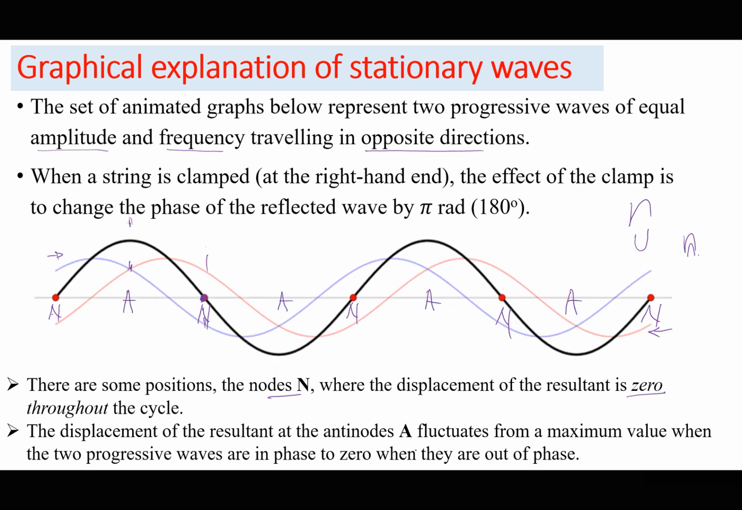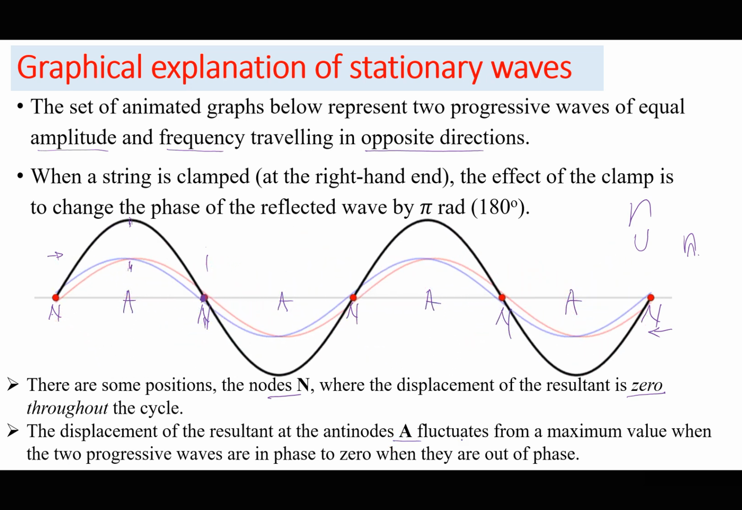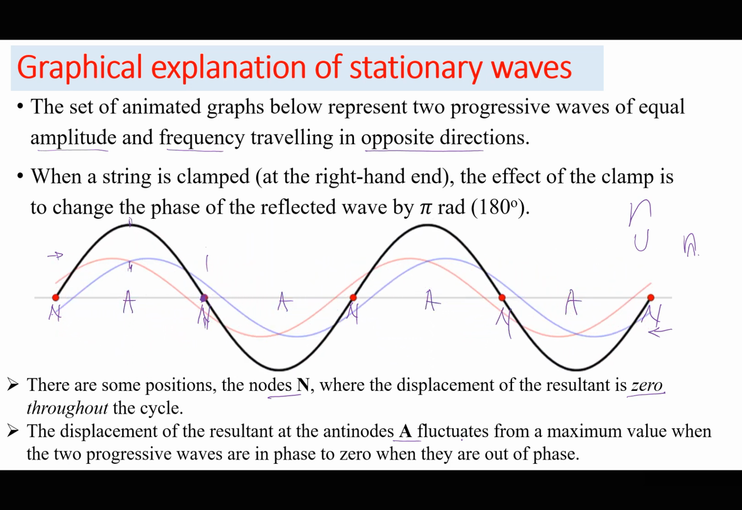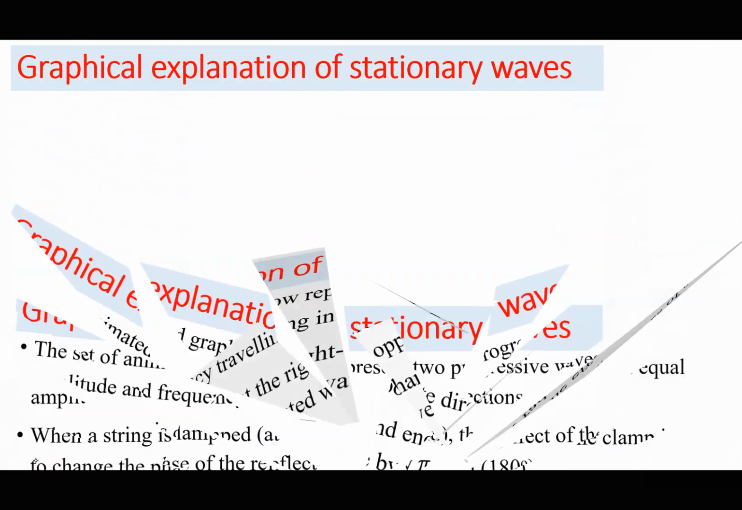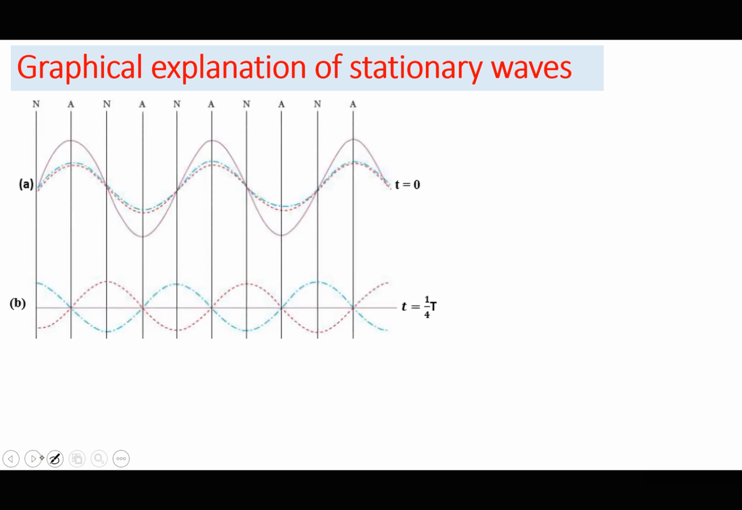So the displacement of the resultant at the antinodes fluctuates from maximum value when the two progressive waves are in phase to zero when they are out of phase. So that is the graphical representation. So we have to now interpret these two. To interpret these two, I'm going to just consider the situation when they are now fixed. This time I'm going to use the green and the dotted lines to be the incident and the reflected progressive waves. Then I will use the red solid line as the resultant of the two.